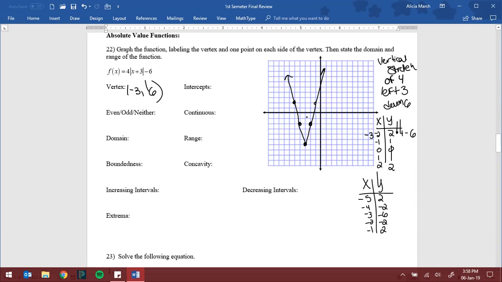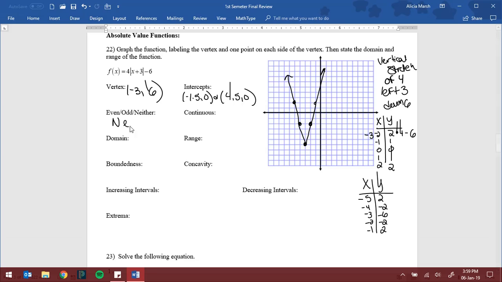Intercepts, oh, probably guessed them here because they didn't come out nice. Probably -1.50 and 1, 2, 3, 4, 5, 4.50. Looks like the answers. I could set this equal to 0 and solve. I just decided not to. I believe those are the actual ones.